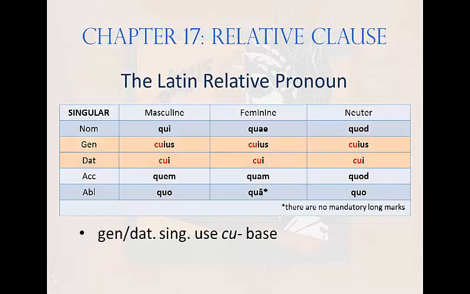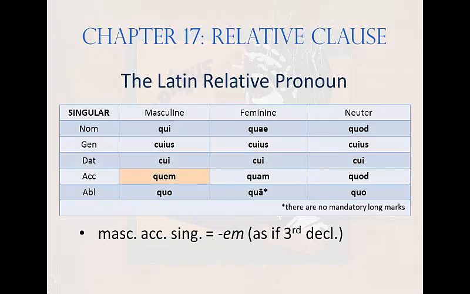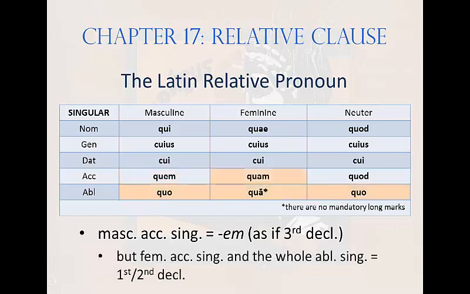Notice there's a small irregularity in the base in the genitive singular and dative singular, where the standard base QU is replaced by CU, probably for no other reason than cuius was hard to say. By now you should expect the genitive singular to end in -ius, as it does in many pronoun forms, and the dative singular to end in -i. While the accusative singular masculine ends in -em, an ending that looks like it's drawn from third declension, its feminine counterpart and all of the ablative singular forms follow first-second declension.